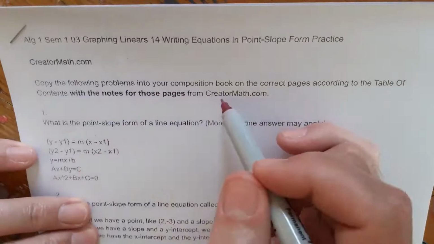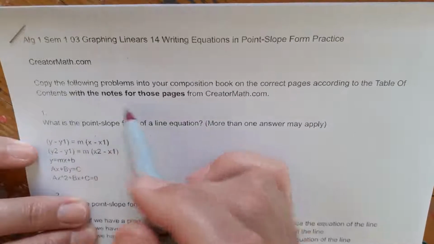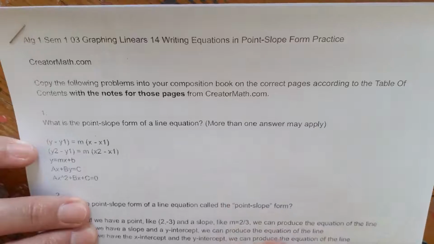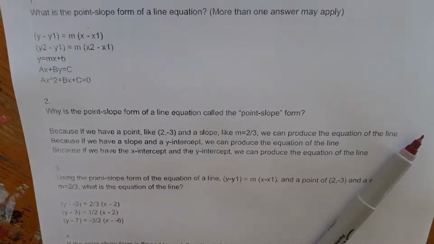The instructions are copy the following problems into your composition book on the correct pages according to the table of contents with the notes for those pages from CreatorMath.com. So I do try to illustrate where that is. It can be difficult to find. You're looking for notes that you put in your comp book, and you're looking for what pages do those notes go on. Right?